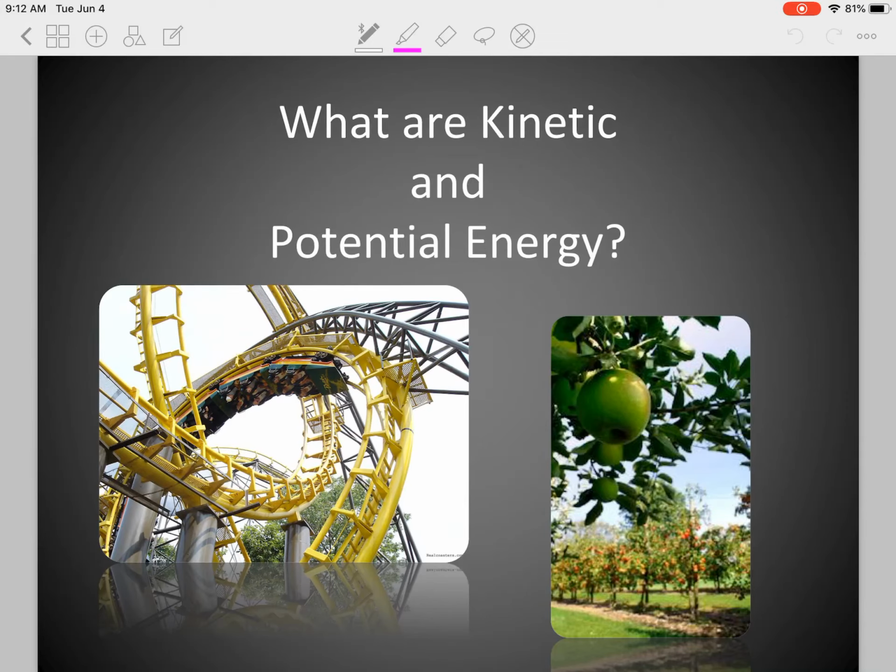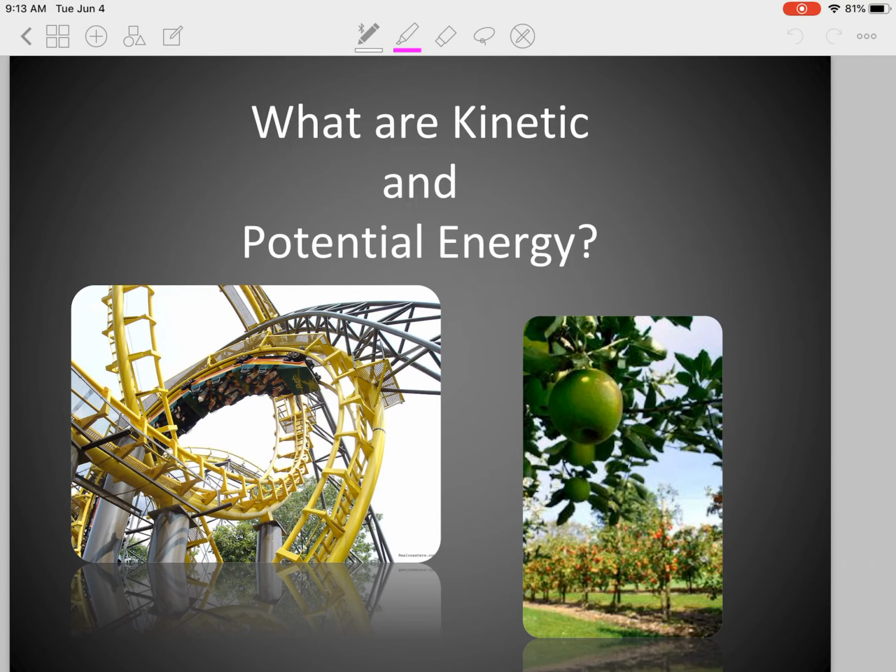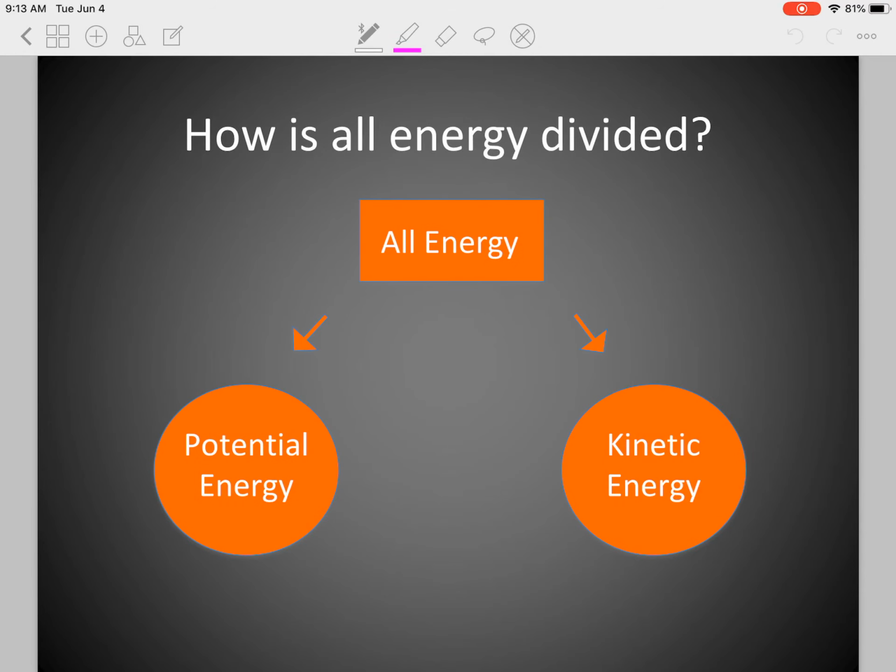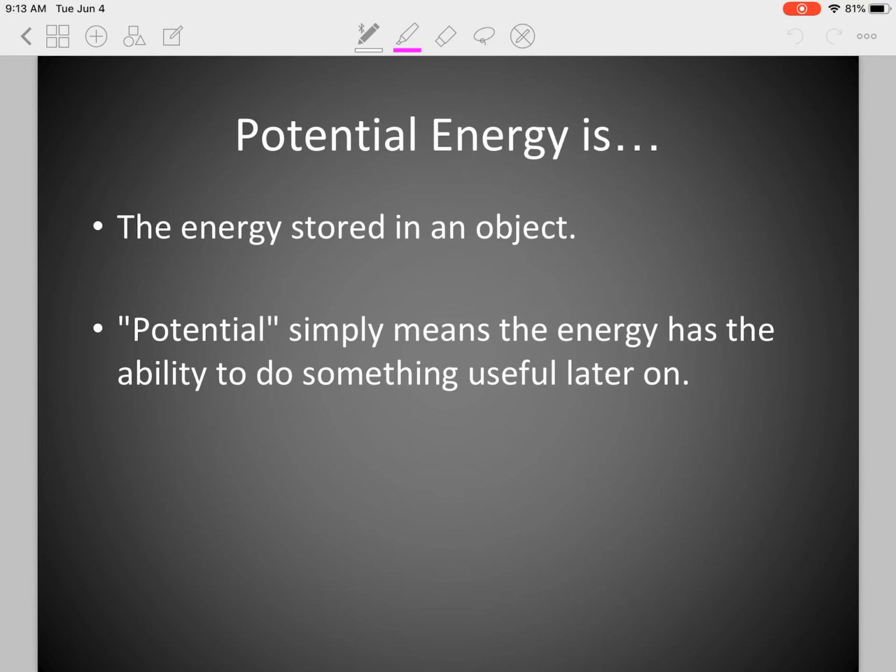Okay, for this learning target, we're going to look at defining kinetic and potential energy. So energy can be divided into two main categories, potential and kinetic. Potential is stored energy. Potential simply means that energy has the ability to do something later. It's not going to do it right now. And remember, we've talked about there are three different types of potential energy.